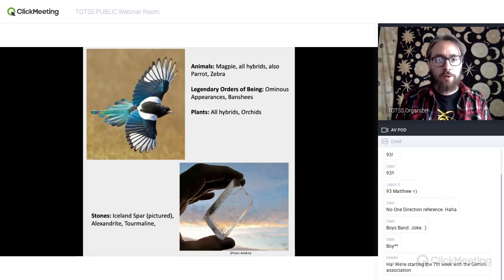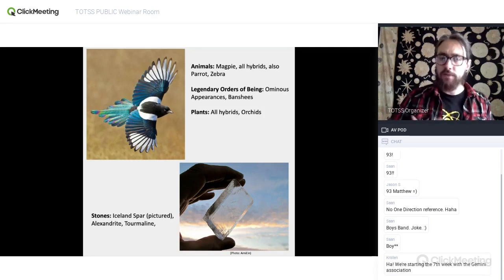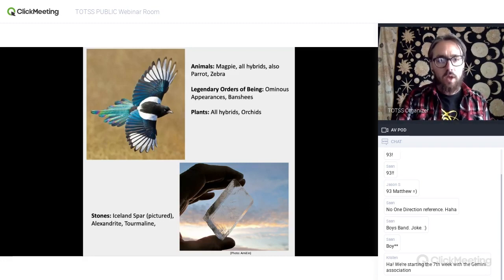For our legendary order of being, we have ominous appearances and banshees. And I think the connection with both of these here is through the idea of prophecy. Banshees were said to appear kind of heralding the death of a family member. And again, this idea of ominous appearances, ominous is obviously from the word omen. And so we have this sort of idea of something predicting the future, even if it's a kind of sinister prediction of the future.